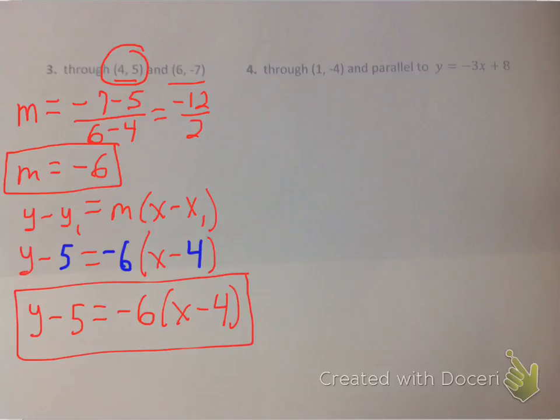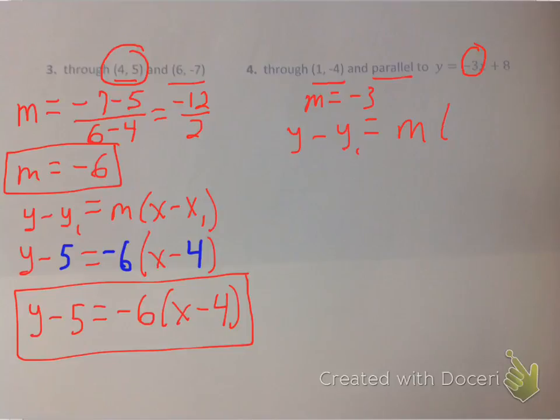Now move on to number 4. Number 4, we're given a point, and they've told us that it is parallel. Remember back from the previous lesson that parallel must have the same slope. This is in point-slope form, so negative 3 is our slope, so we know it has the same slope. Since I'm given a point and a slope, once again we're going to use point-slope form.